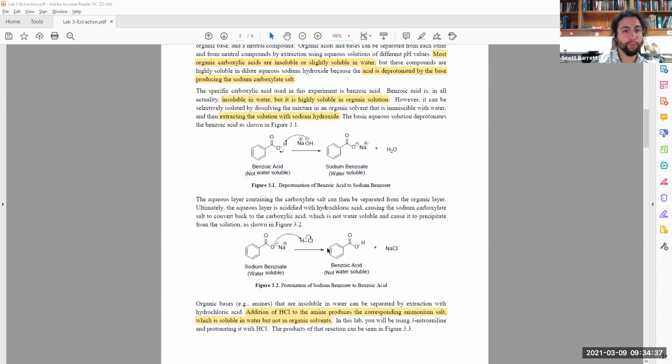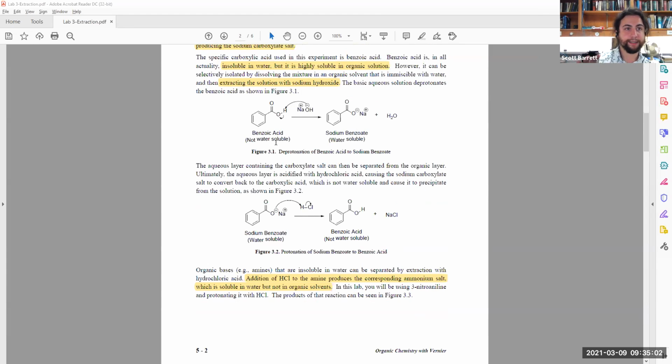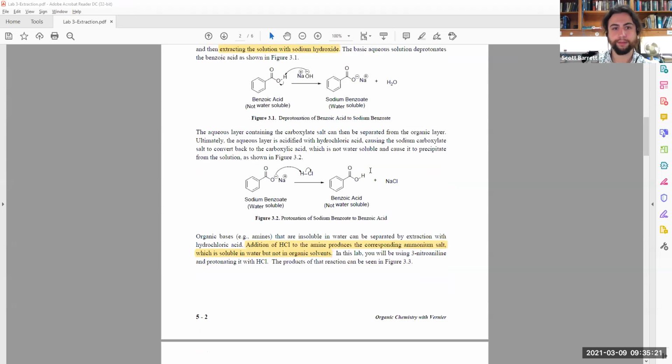Then the hydrochloric acid reprotonates the sodium benzoate, and sodium chloride is produced on the side, and benzoic acid precipitates from the solution because benzoic acid is not soluble in aqueous systems. It's only soluble when it's deprotonated and created into the sodium benzoate counter ion. So we just need to understand the main concept that an acid can react with a base in solution in order to become water soluble. And then if you put acid into the solution and make the solution acidic again, it'll precipitate back out into the acid form, in this case benzoic acid, which is not water soluble, it's only organic soluble.